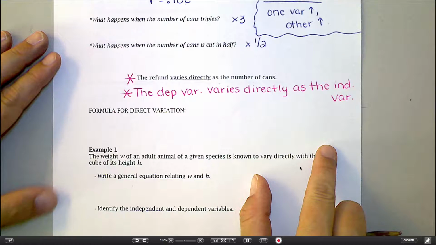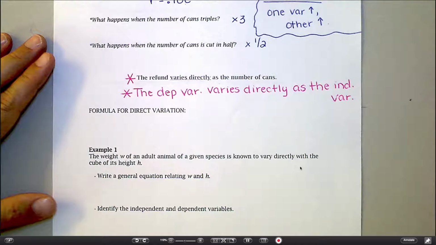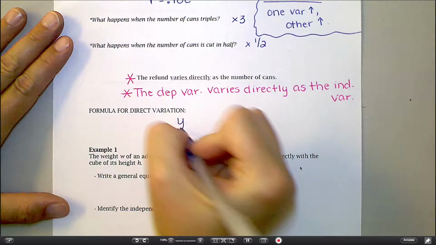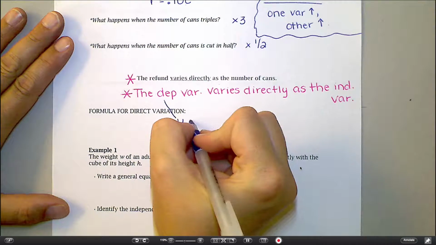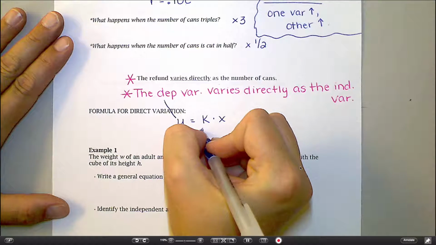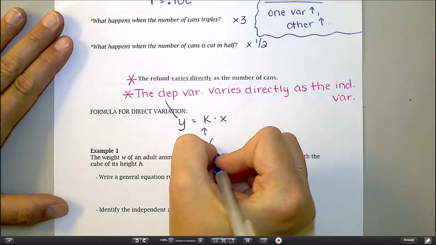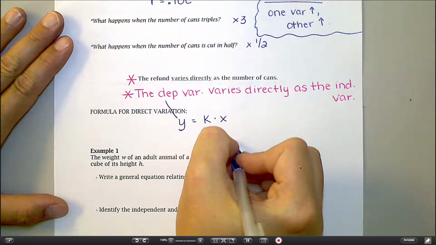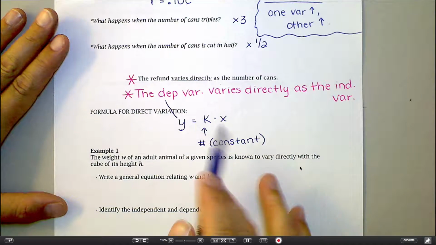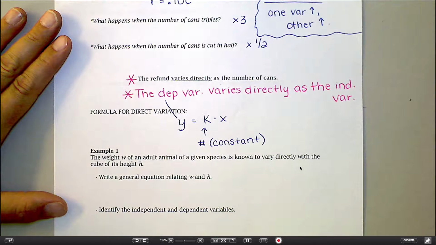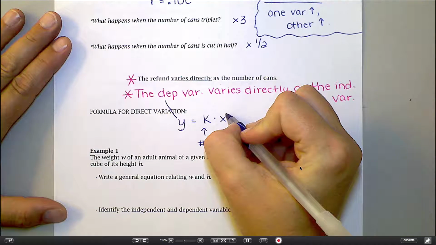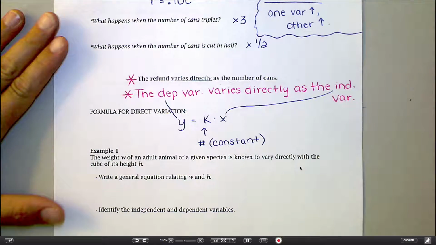Okay, so when we do direct variation, we can always write an equation in this form. We would say y, which is our dependent variable, is equal to some constant times x. So this is like a number, a constant. Okay, and that's what direct variation is, when the two variables are linked in a way where one is just another one being multiplied by a number. Okay? And then x, sorry, I should have drawn my line here. X here is my independent variable.